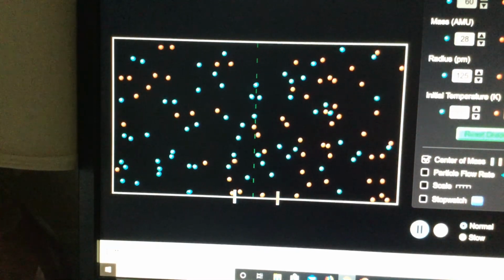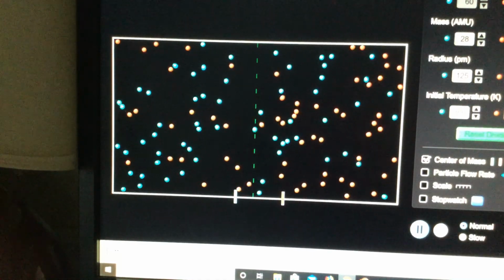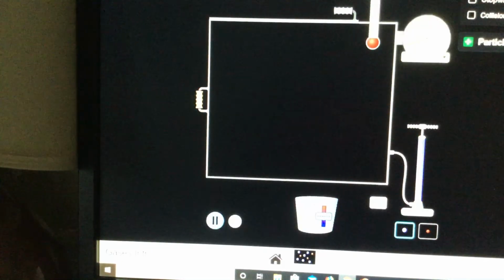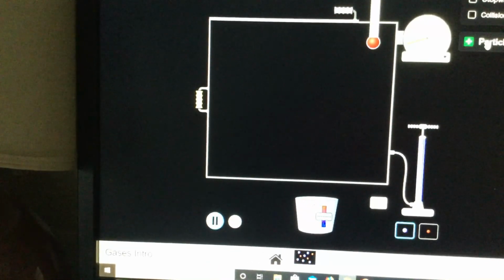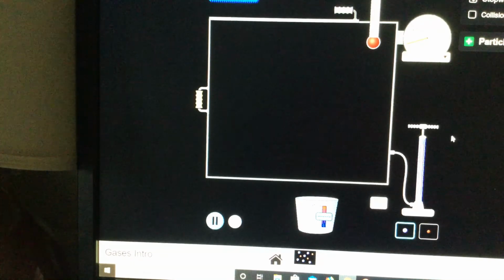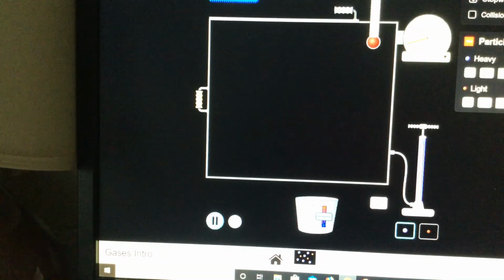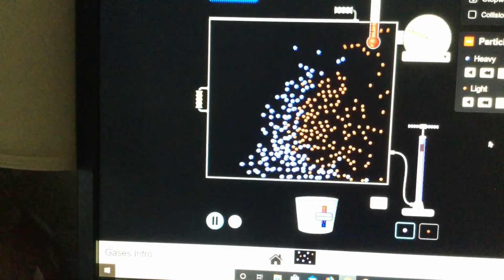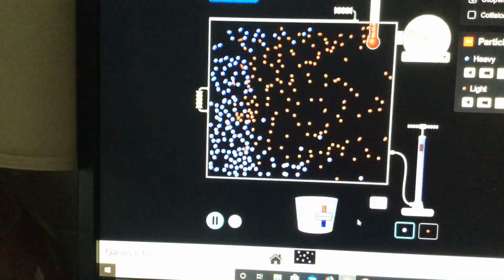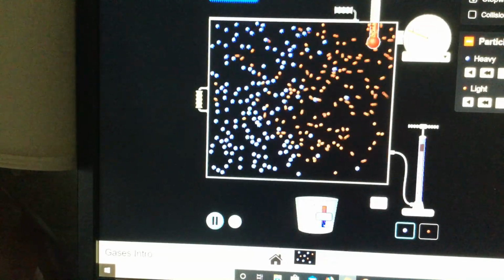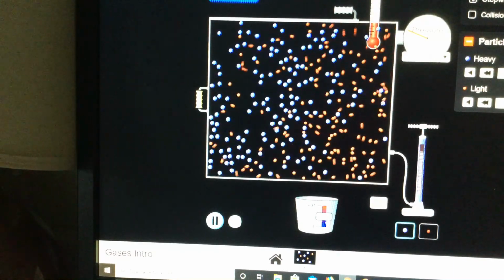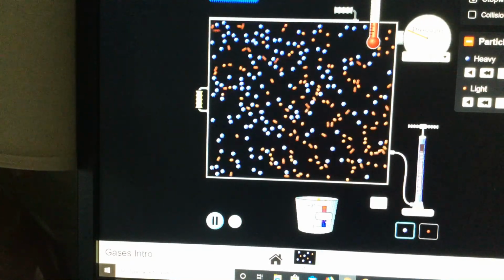All right, let's take a look at another simulation that deals with temperature and kinetic energy. I don't think we need the stopwatch, but let's put some particles in this container. We'll put some heavy particles and some light particles. So they're all moving around. Now they have kinetic energy. They're bouncing off each other. Some great elastic collisions. Let's increase the temperature and watch the particles.